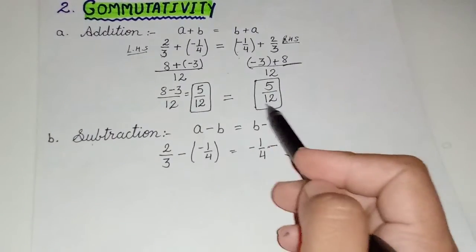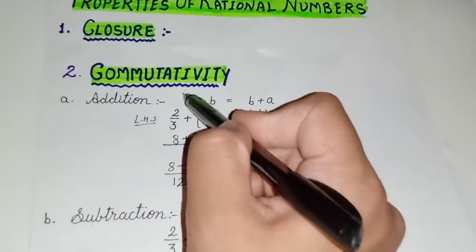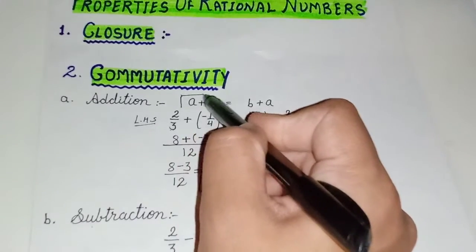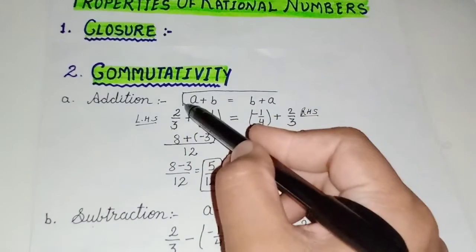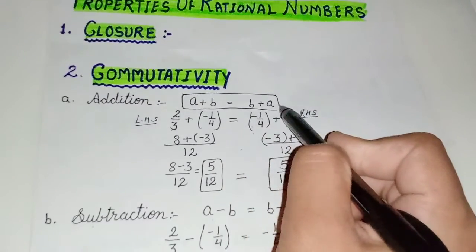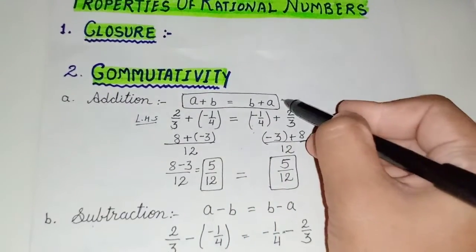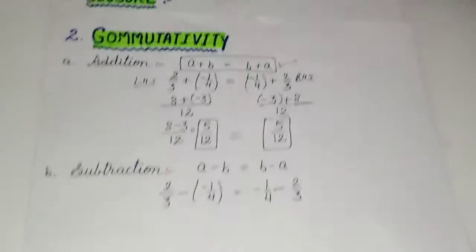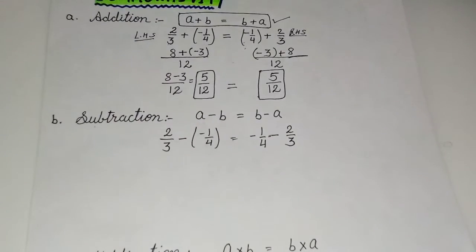So here, as the answers were the same, we can say that yes, it is right, that rational numbers can be added in any order. Right? Now let us do it in case of subtraction.